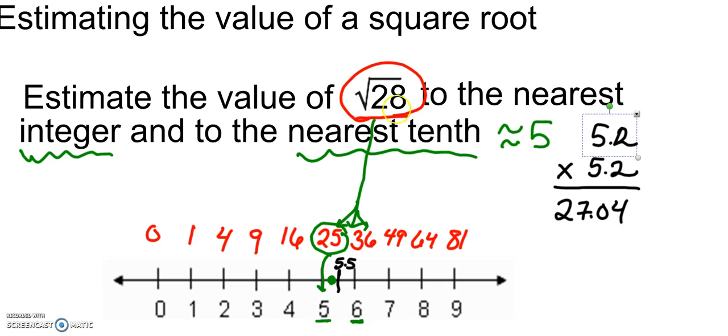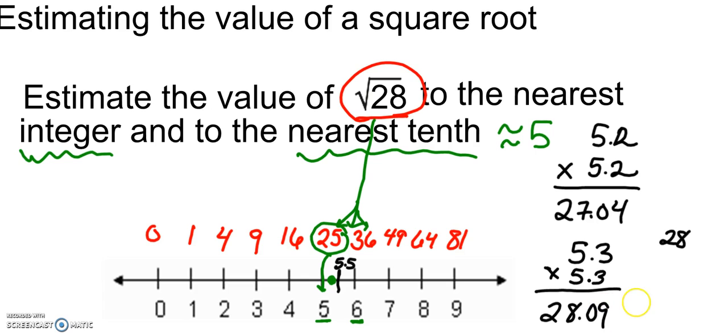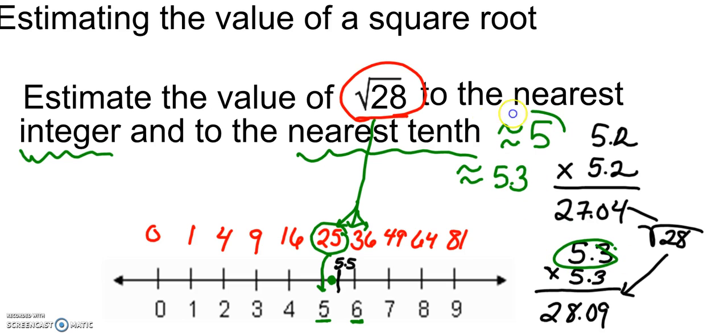Well, that's less than 28. So 28 is greater than that. So then I'm going to try 5.3. So take 5.3 times 5.3, multiply those together, and I get 28.09. That's above 28. So I know that the square root of 28 has to be between these two numbers. Looking at it, it's going to be closer to 28.09. So therefore, I'm going to estimate the answer to the nearest tenth to be 5.3.